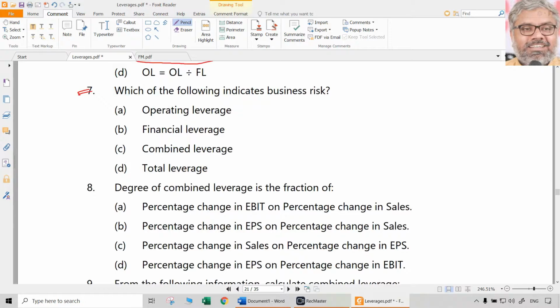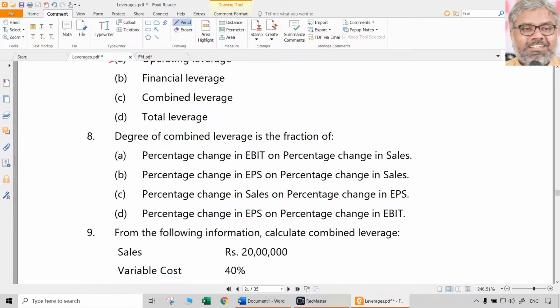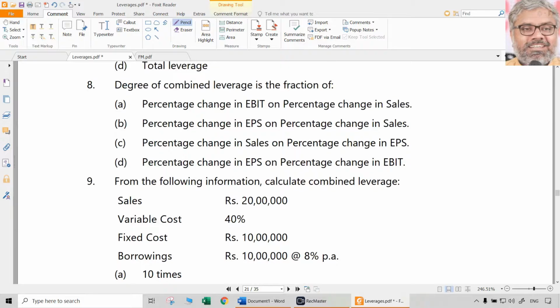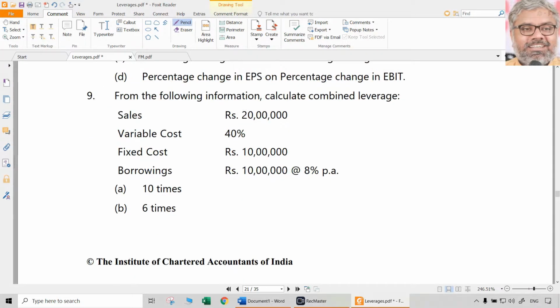Seventh question, which of the following indicates business risk? Business risk is naturally operating leverage. So A is the correct answer. Then degree of combined leverage is the fraction of what? Percentage change in EPS and percentage change in sales. So where is that correct one? B. Percentage change in EPS on percentage change in sales. That is the formula for degree of combined leverage, direct question.